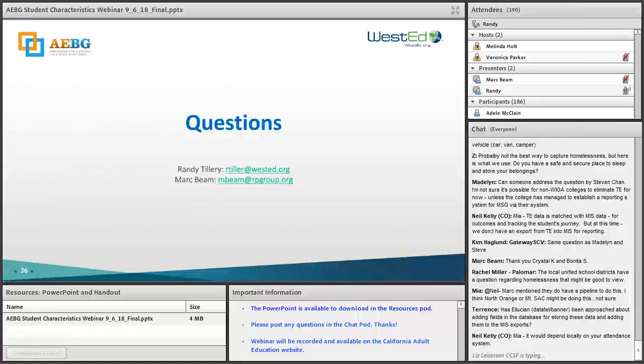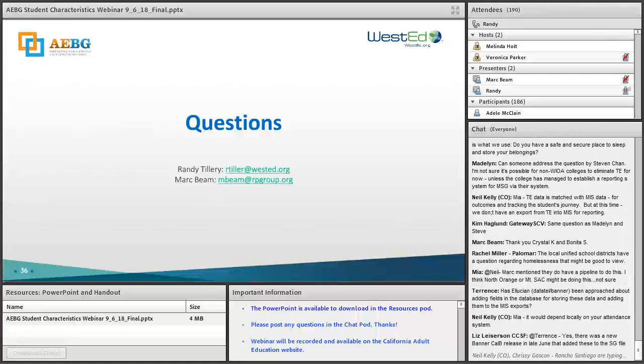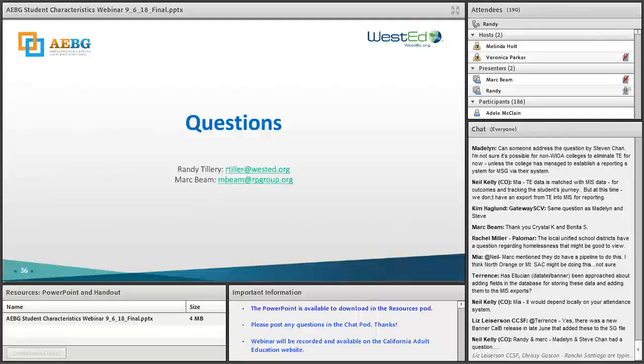About adding fields in the database for storing this data and adding in MIS exports. I do not have an answer to that question, so I'm not sure if anyone in the Chancellor's Office has convened the major ERP providers to actually look up, making sure these are added. I know we introduced these last fall with the idea that it would allow the ERP providers to be able to patch and update their systems to collect the additional elements.